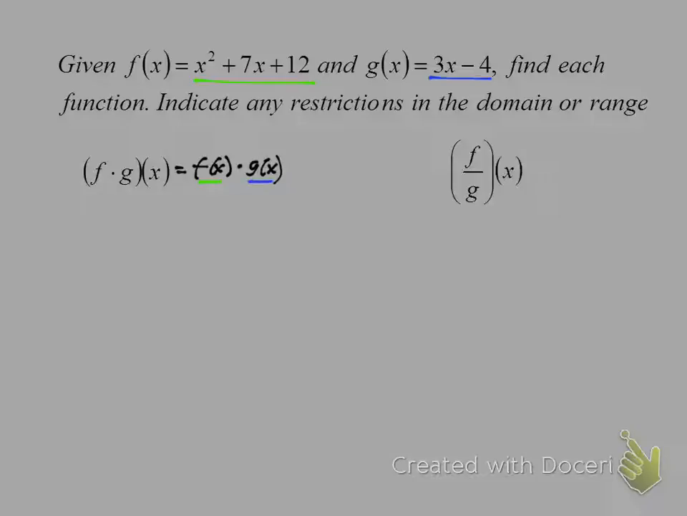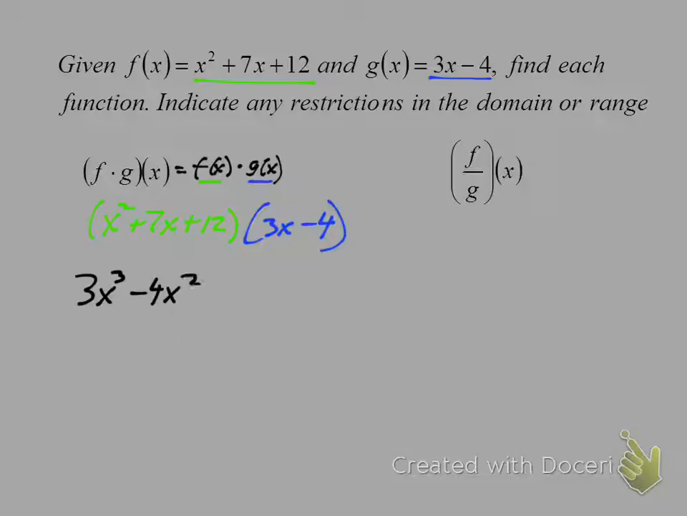f of x goes in for the f of x spot, which is x squared plus 7x plus 12, and g of x goes in for g of x's spot, which is 3x minus 4. Multiply it through. x squared times 3x gives you what? 3x to the third. x squared times negative 4 gives you negative 4x squared.